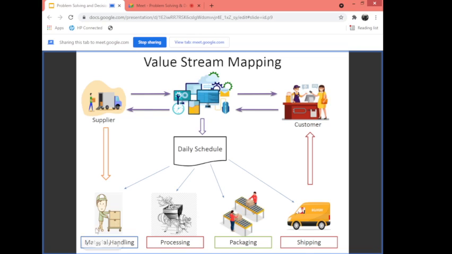So we have to train our material handlers. We have to have good equipment, material handling equipment: forklift truck, reach truck, hand pallet tractor. Processing, state of the art, maybe using automated equipment, automation or process automation. Packaging, we have good equipment, we have good people working, skills, competencies.